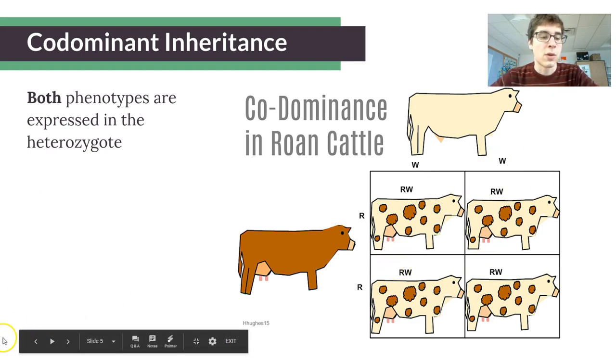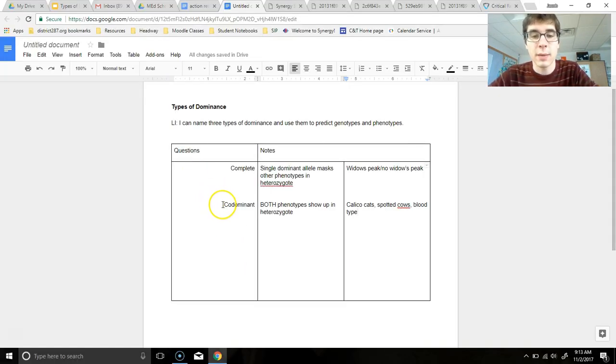Okay, so back to the notes. Let's take a look at this. The term that I'm adding in is going to be codominant. That's a different type of inheritance or dominance, and the term for that is going to be both phenotypes show up in the heterozygote combination, which gives us the examples: calico cats, spotted cows, and blood type. These are all different examples of what a codominant phenotype might look like.